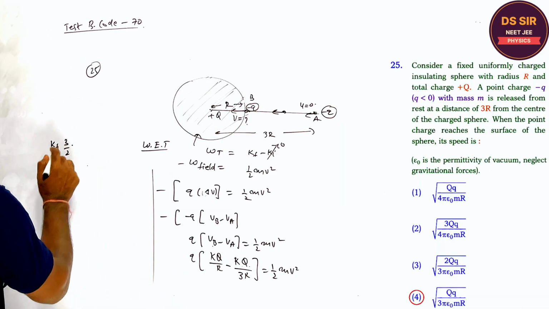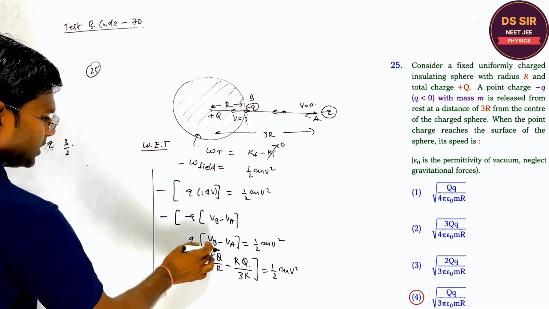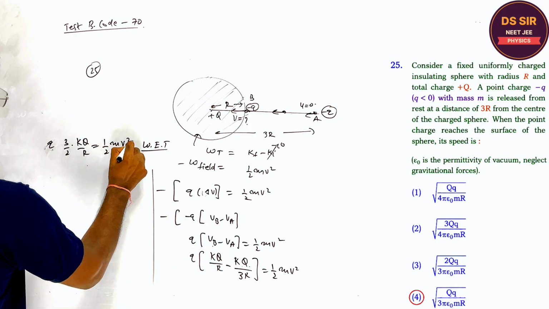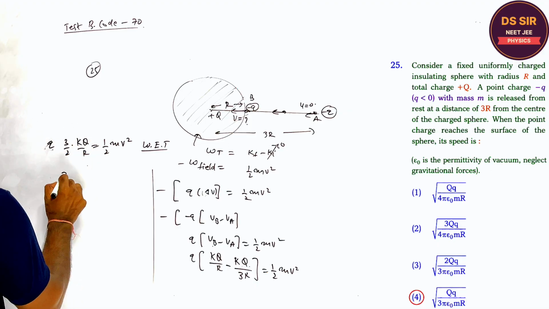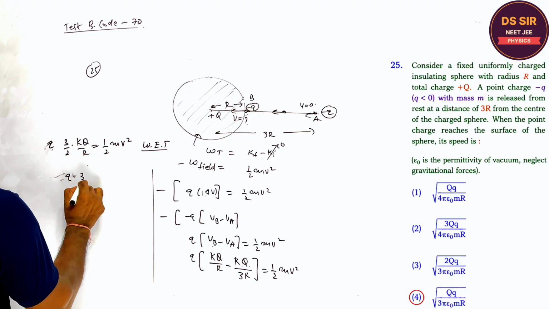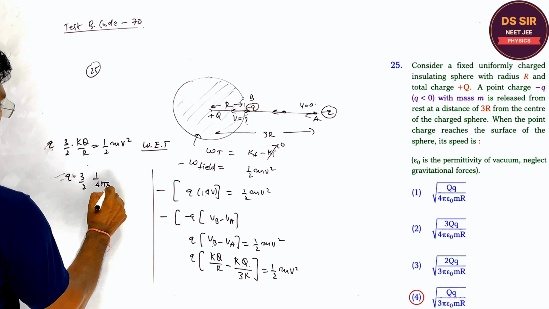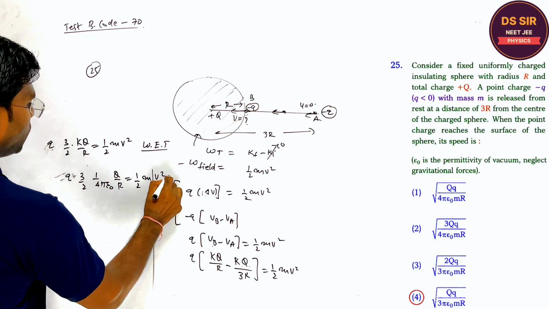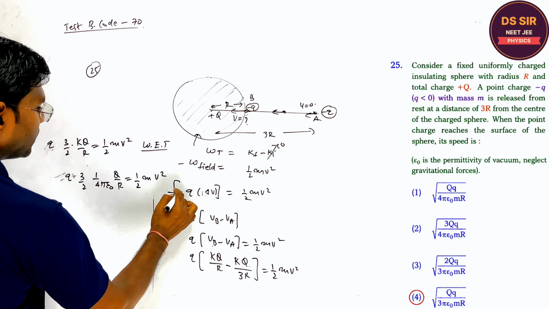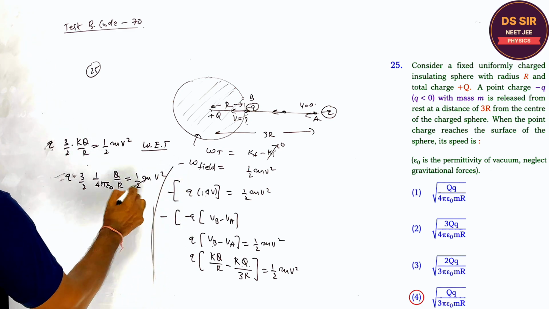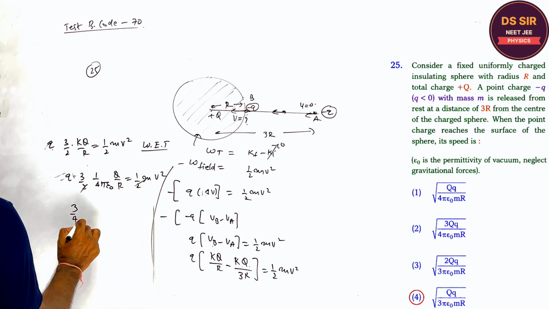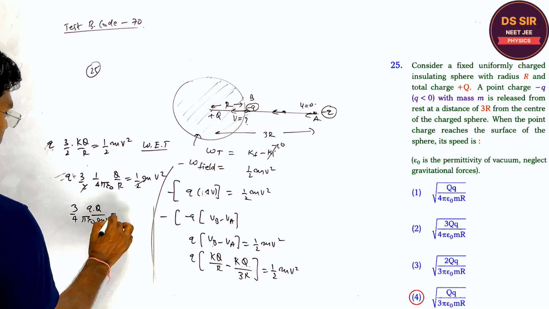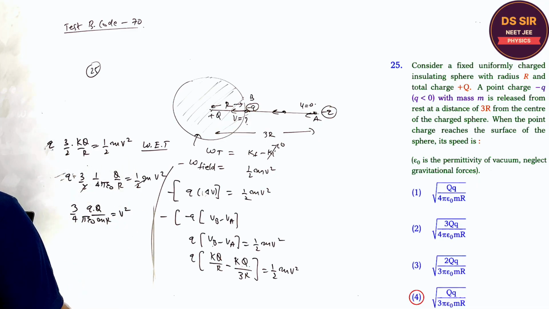K into q into 3 by 2 kQ upon r is equal to half m v square. K value is 1 upon 4 pi epsilon naught. So 3 by 4 pi epsilon naught, small q capital Q upon m into r, is equal to v square.